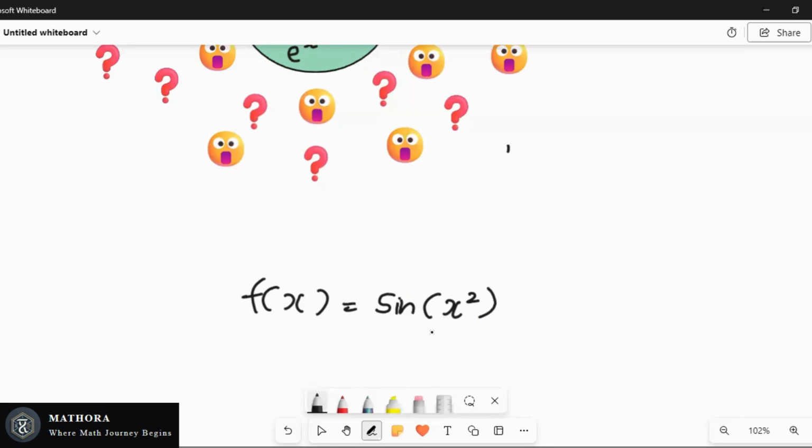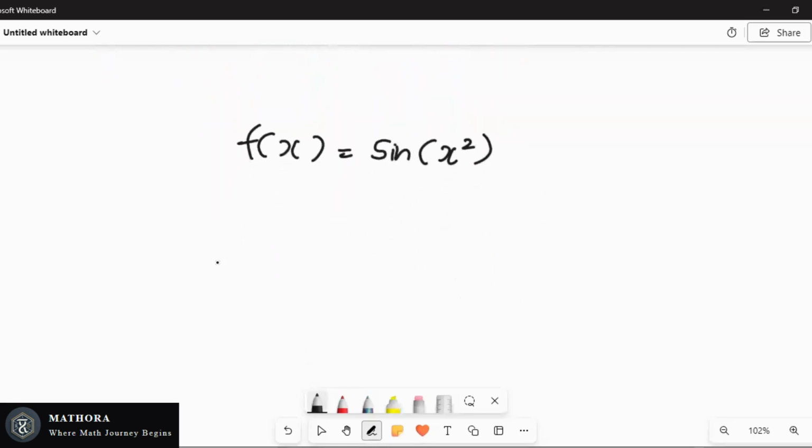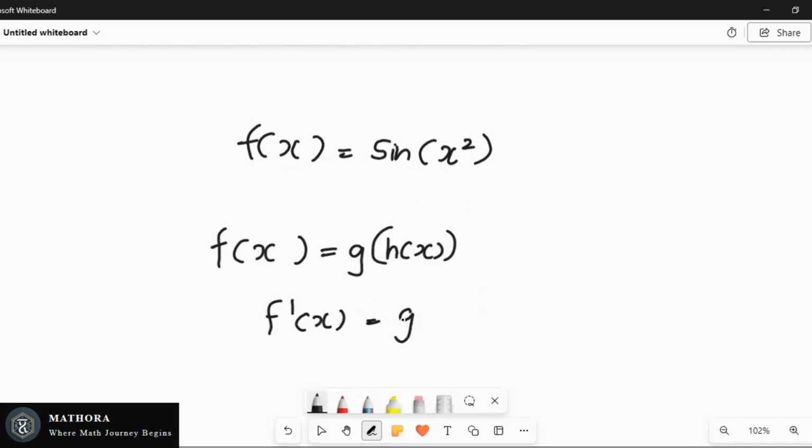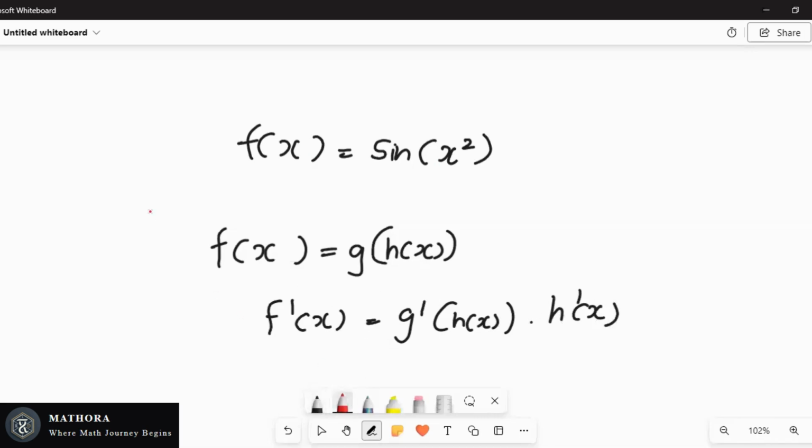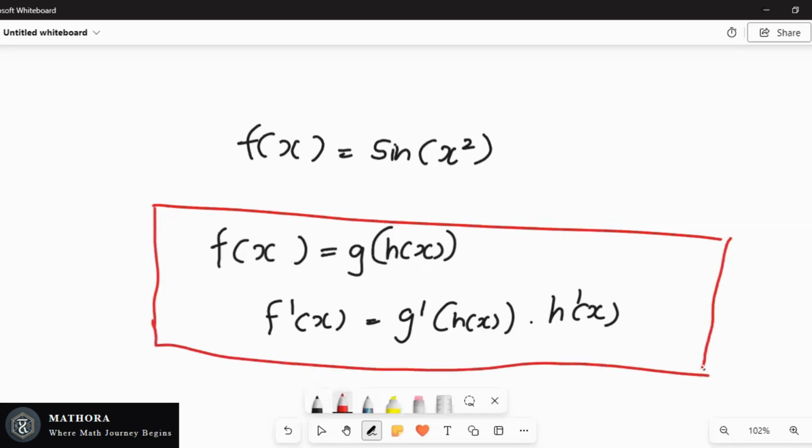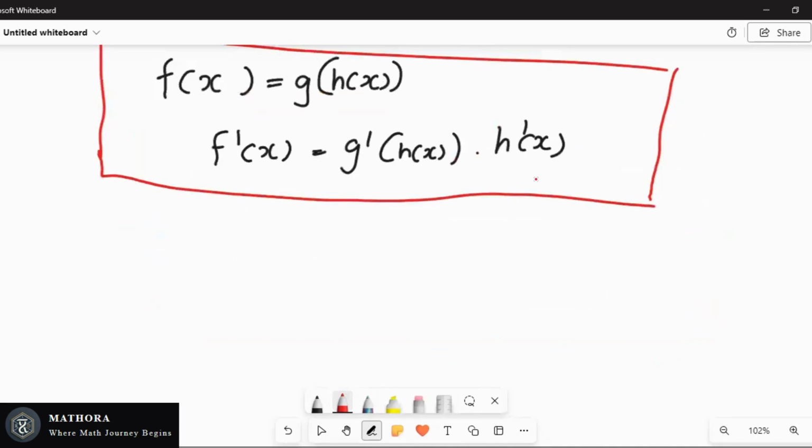Here's how the chain rule works. If you have a composite function like f(x) equals g of h(x), another function inside, the derivative is f dash x equals g dash of h(x) times h dash x. Sounds a bit tricky, right? But let me break it down for you.